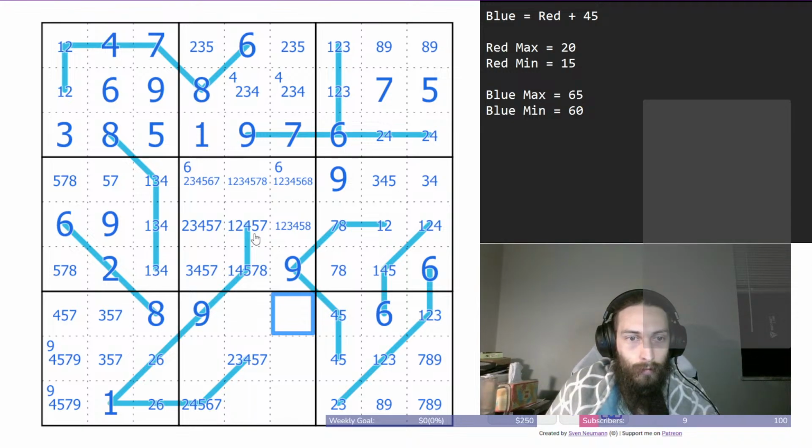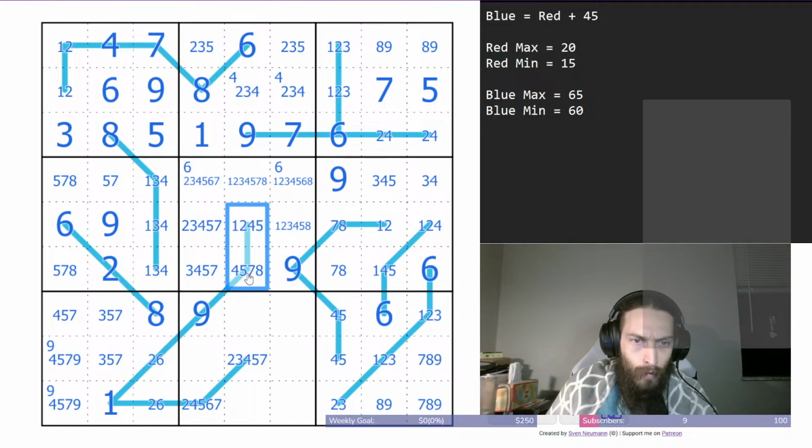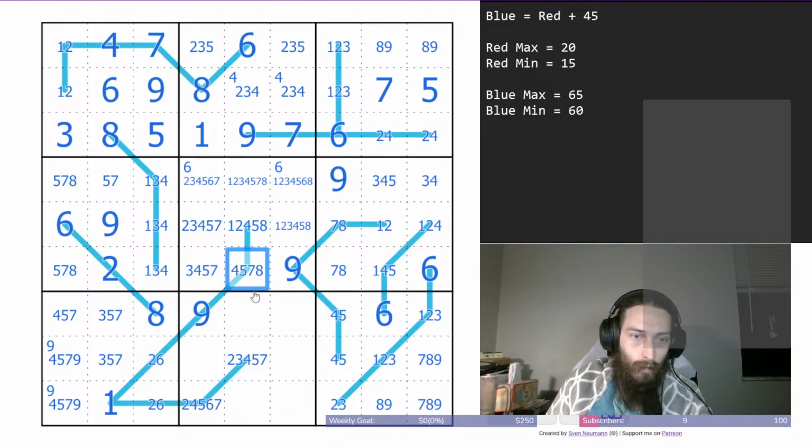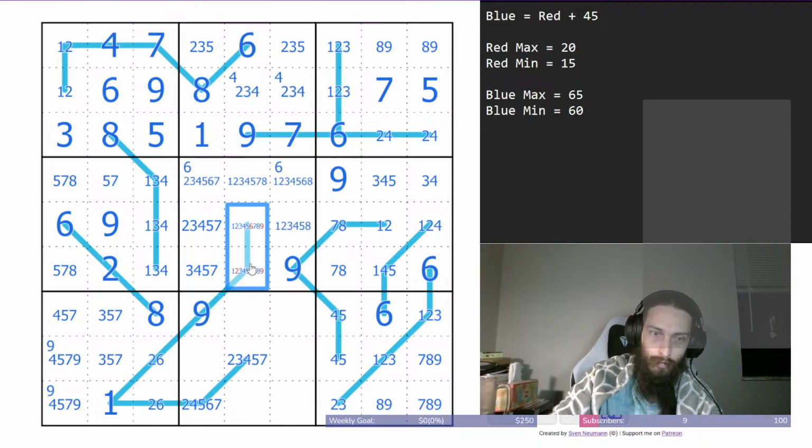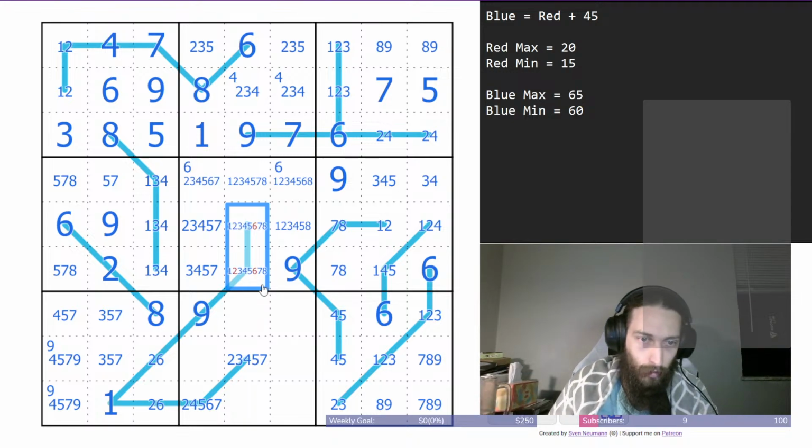Okay, where the logic is: in box 5, the line that sums to 9, the top can't be an 8, so the bottom can't be 1. There's no 2 in the bottom, so there's no 7 on top. Wait, why can't this be a 1? There was no 8. Oh, okay. Clearly not a 9 because it sums to 9.